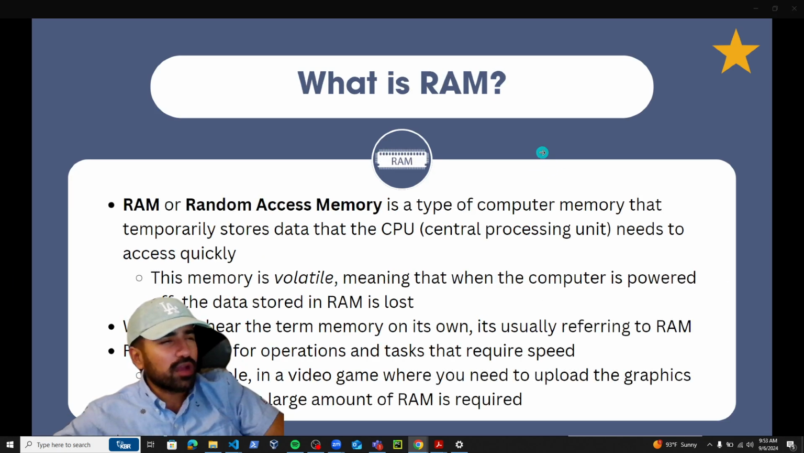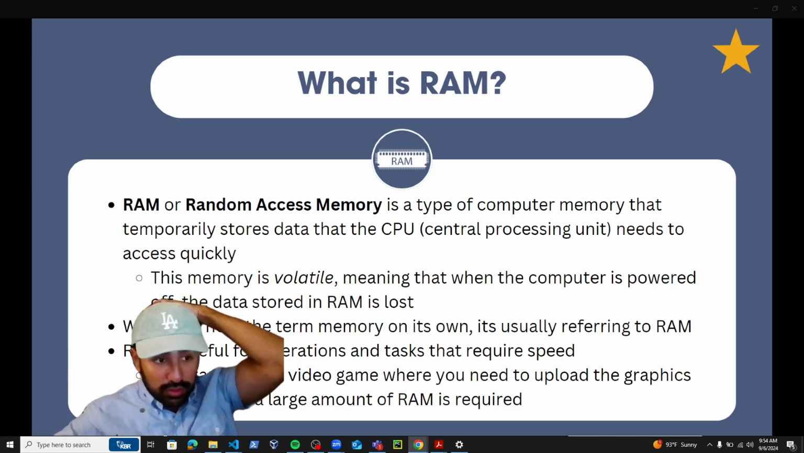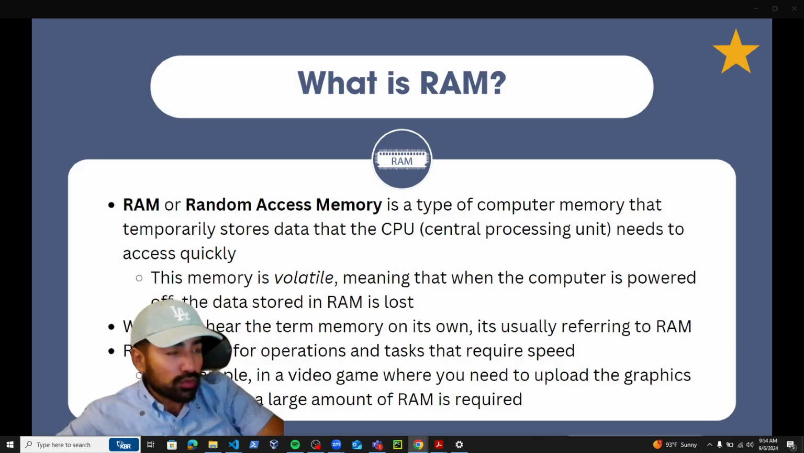So what is RAM? What do they mean by random access memory? It's a type of computer memory that temporarily stores data, so it's not permanent. And this data is used by the CPU. This data is special because it's really made for quick access. So your CPU is for problems that you need to solve very quickly, and maybe you don't need that data to be saved long term. So this memory is called volatile, meaning that when the computer is powered off, the data in the RAM is going to be lost. So once you shut off that computer, the RAM gets wiped.